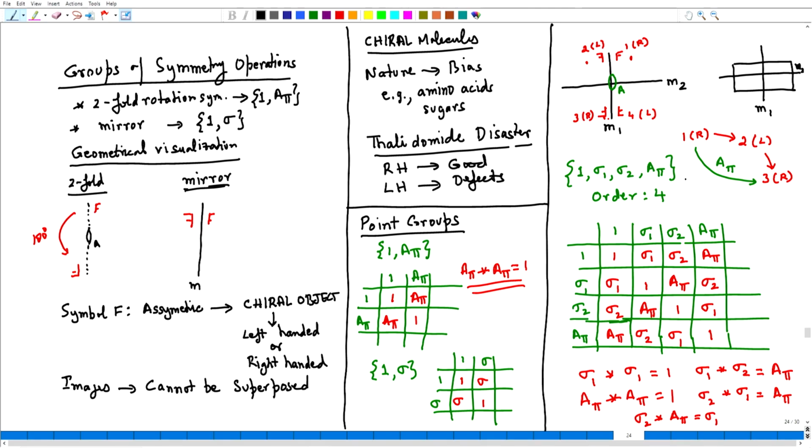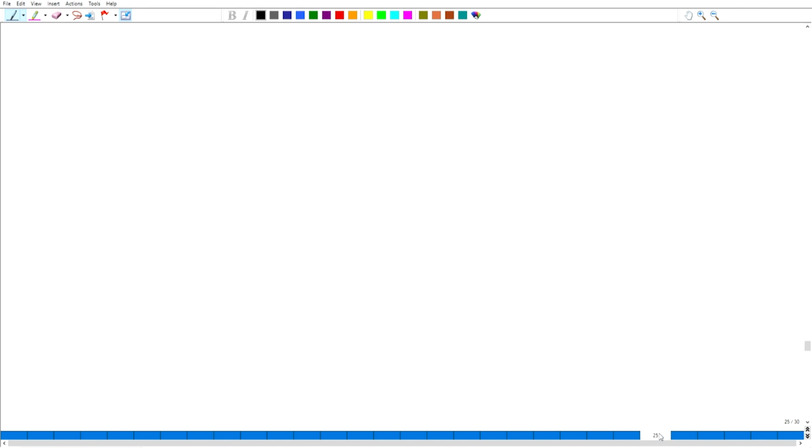This is the point where we had left off in the last lecture, and we had looked at this group of order 4. Now, let me take another group of order 4. This particular group had 2 mirrors and a 2-fold rotation symmetry. Let us take a second group, which is just a 4-fold rotational symmetry, no mirrors.